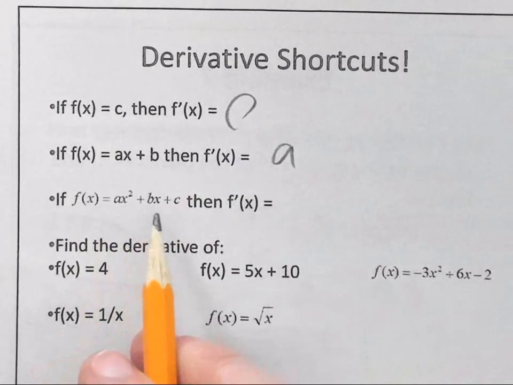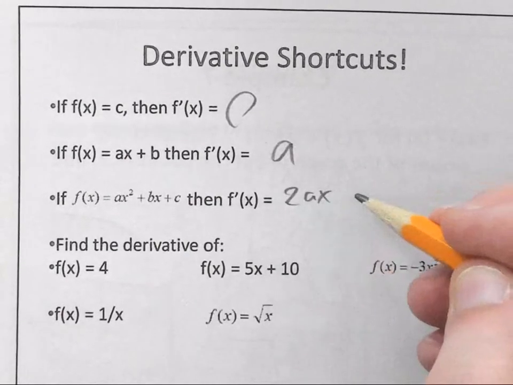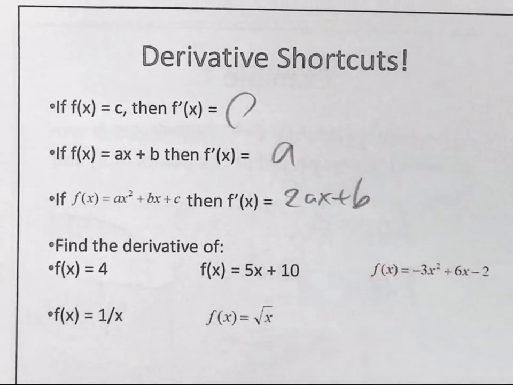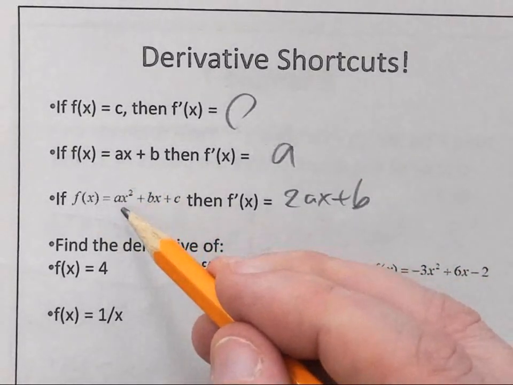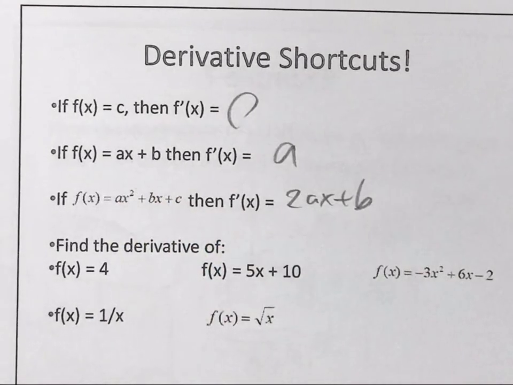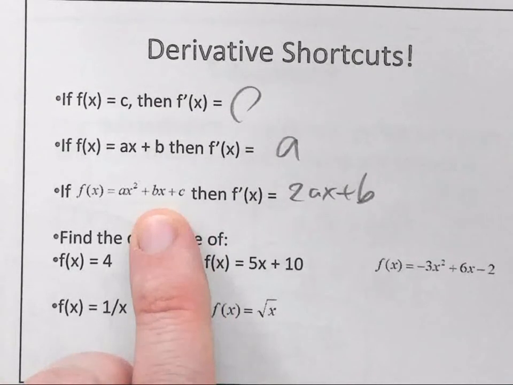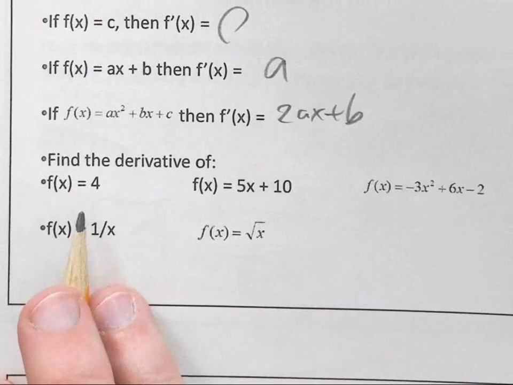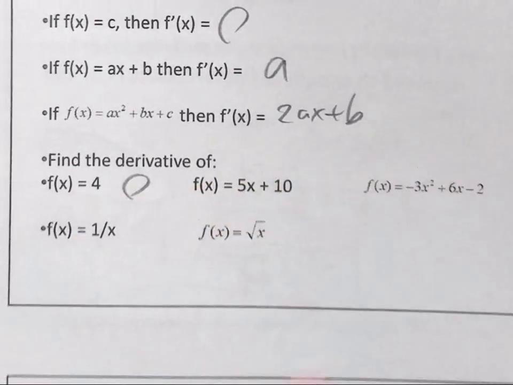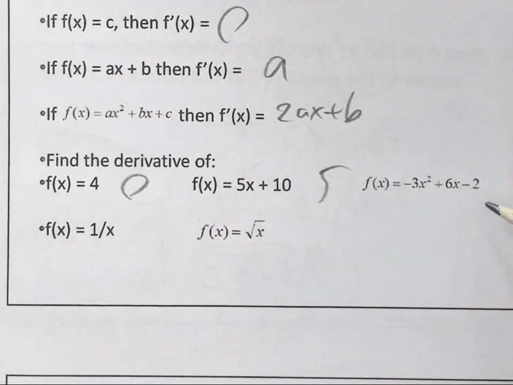What if I have ax squared plus bx plus c? Plus b. The 2, remember, comes down to the front, is multiplied times the whole term. The exponent reduces by 1. And for here, the bx, well, there's a 1 power here. 1 times b is still b. And it goes down to 0 for the exponent. So then we're going through this real quick. What would be your derivative of 4? 0. What's your derivative of 5x plus 10? Negative 3x squared plus 6x minus 2?